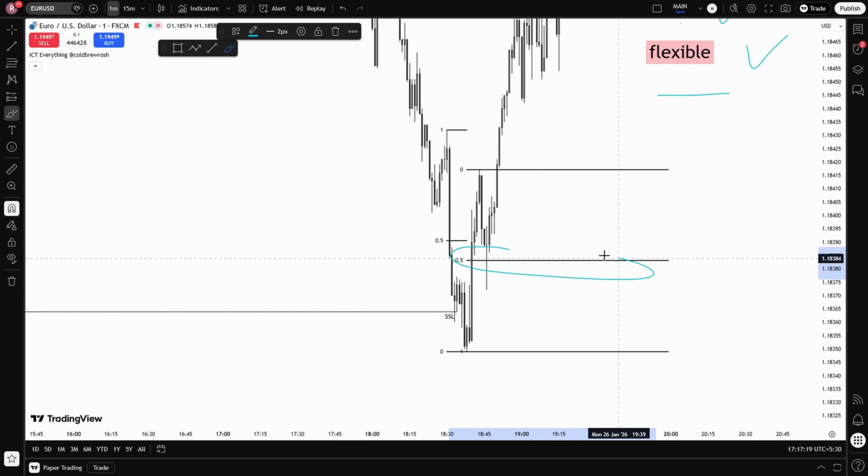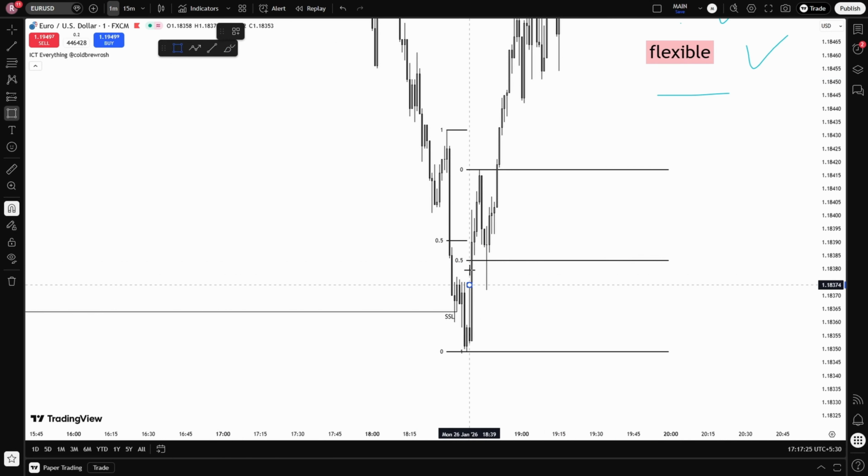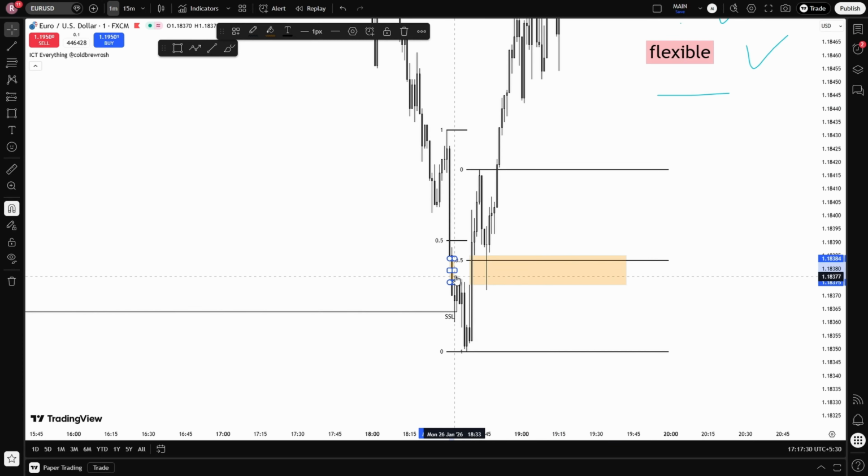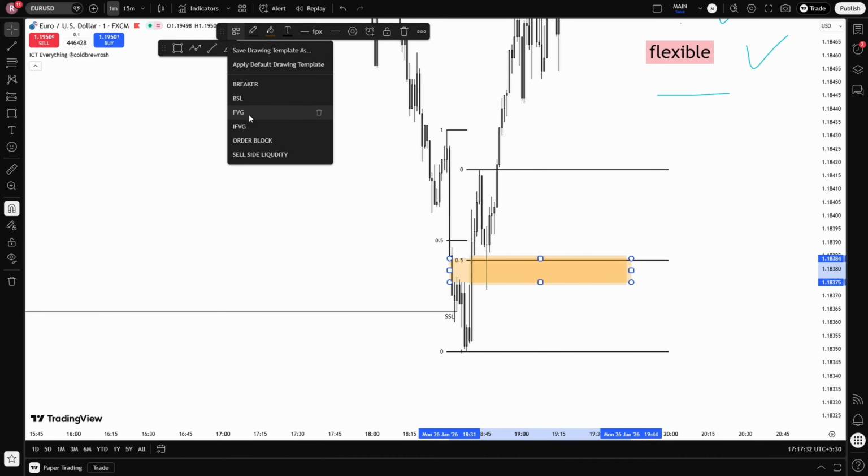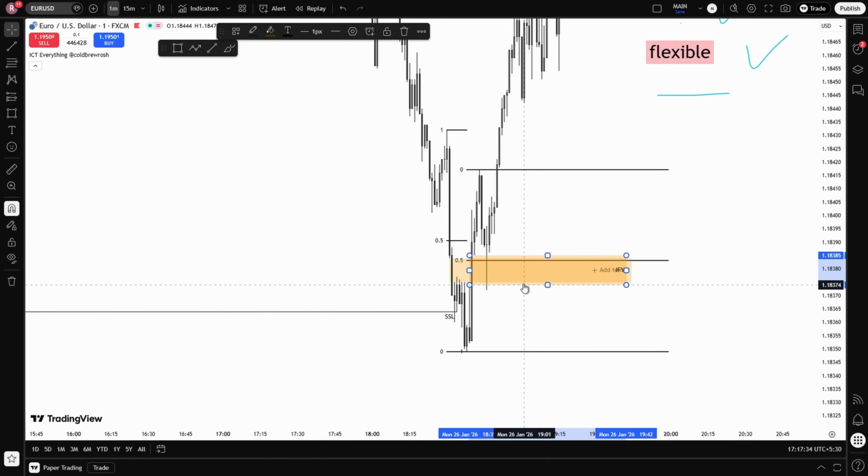Whatever PD array exists closest to the 50% level of the displacement leg is usually the best and most balanced entry point. There is nothing complicated here. You don't need to guess. You don't need to overthink. You just enter at the PD array that aligns with that 50% level.